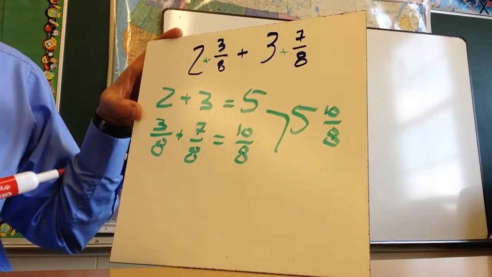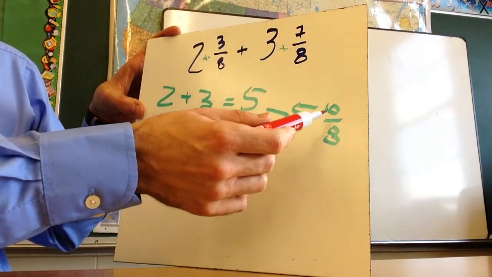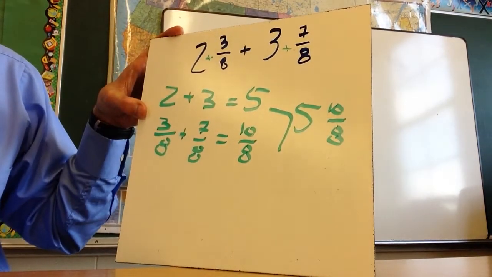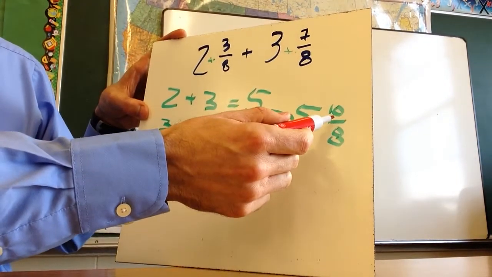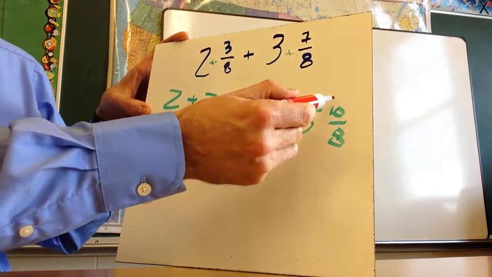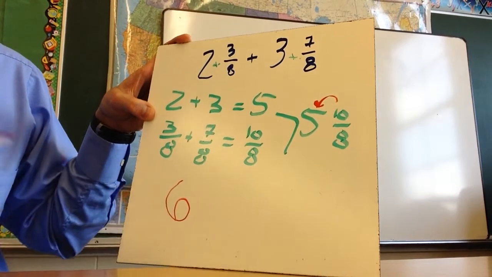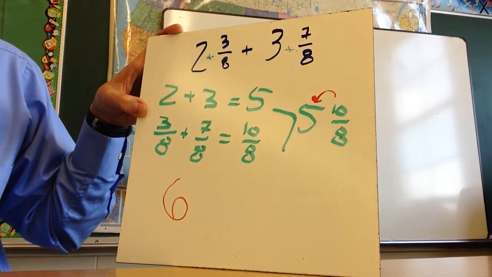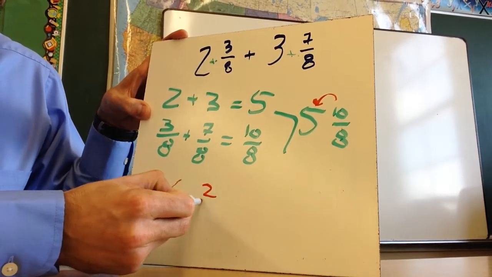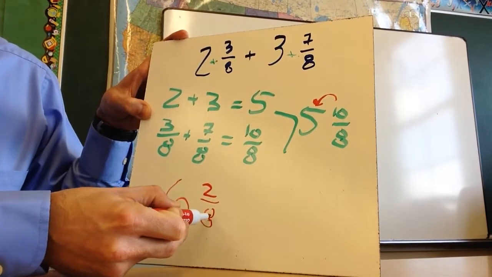You can't leave it like that. And so what I'm going to do is take the 10/8, which is greater than 1. I'm going to take 1, so I'm going to take 8/8 and put them back into the 5, and so that now becomes a 6, because that's 1 larger than 5, and that means I still have 2/8 left.